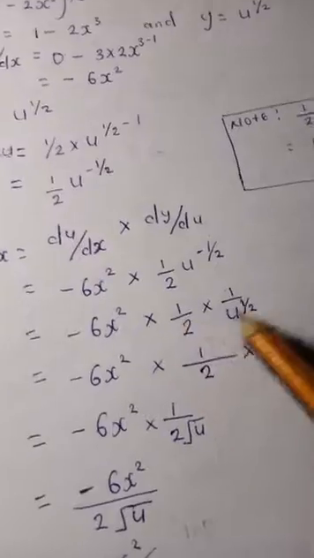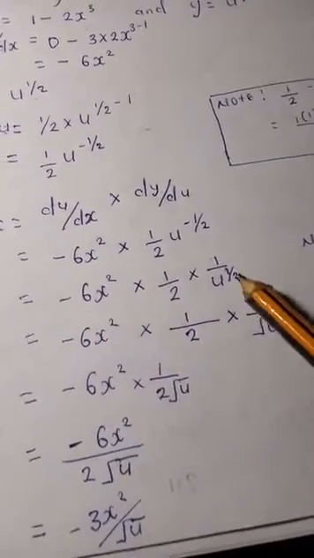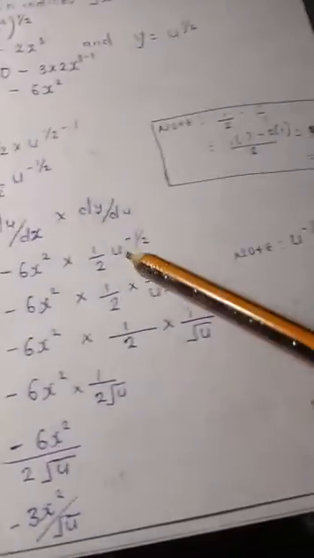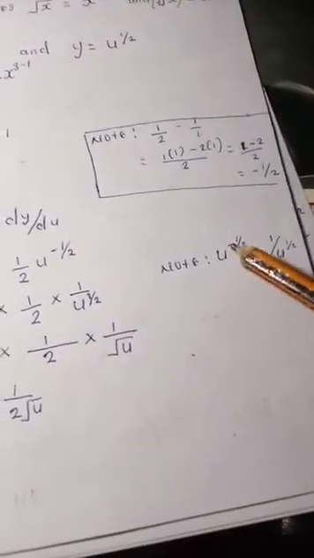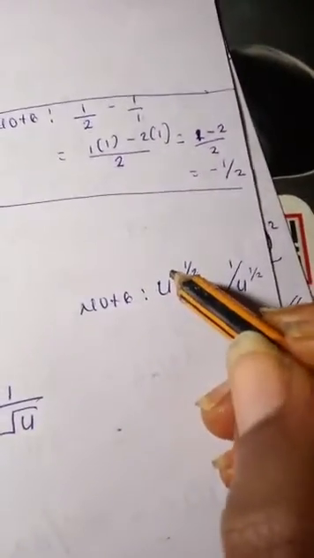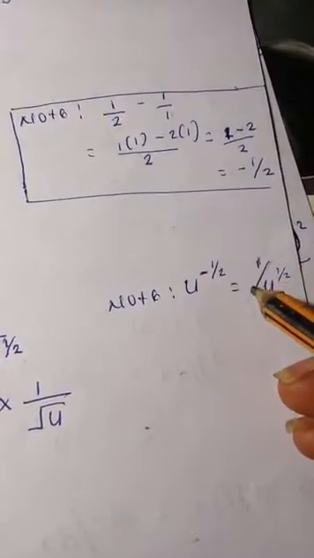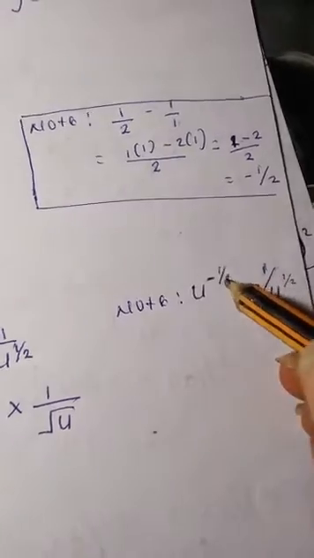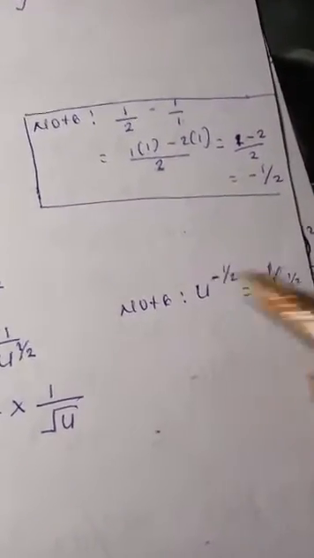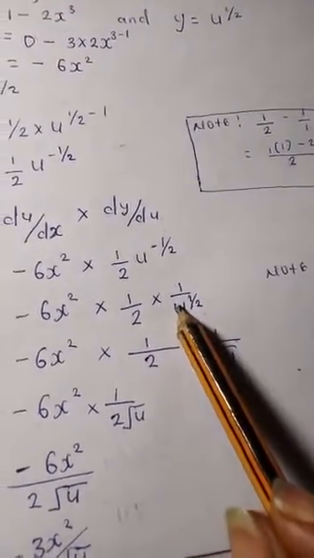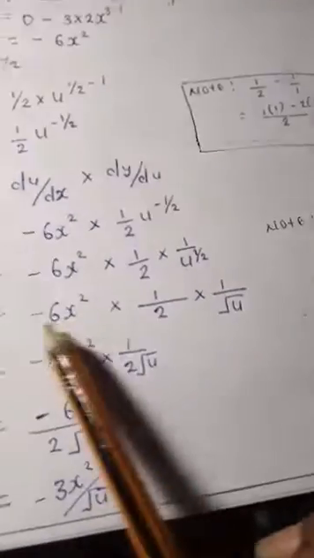Before you multiply, remember what this means. Note that u raised to power minus 1 over 2 means what? The minus in the power means 1 over. Carry this u down, carry the 1 over 2 down. So that's how we got this. From there, you can now multiply. We are done with that.